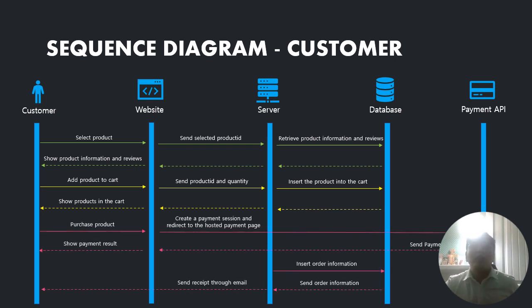And when the customer purchases the product from the website, it will create a payment session and redirect to the hosted payment page of the API. And from the API, it will send the payment result. And while the customer sees the payment result, the server will insert the order information, and from the database, it will send the order information, and the server will send the receipt through an email, so the customer can see the result.